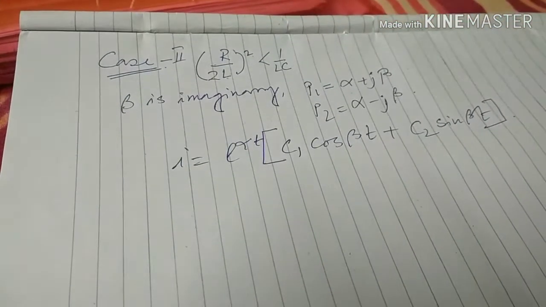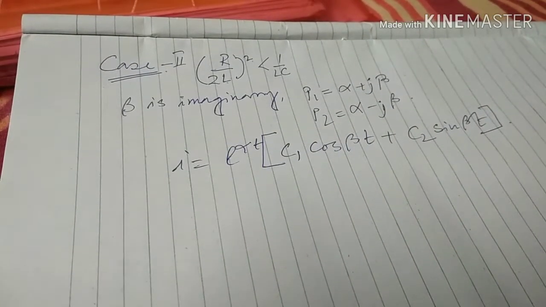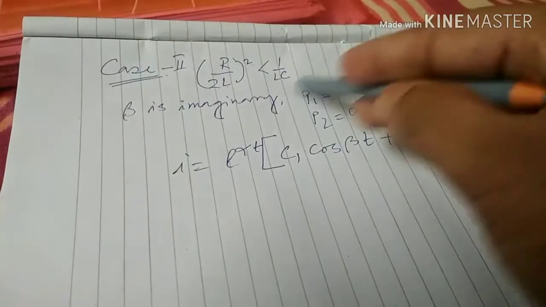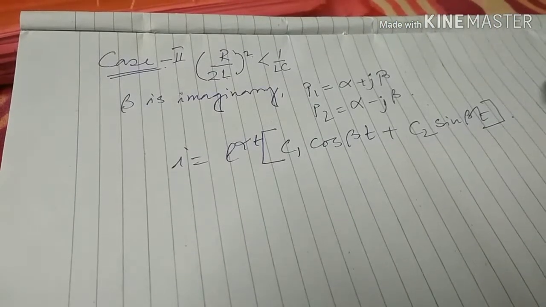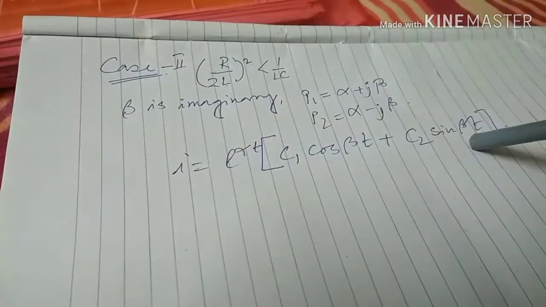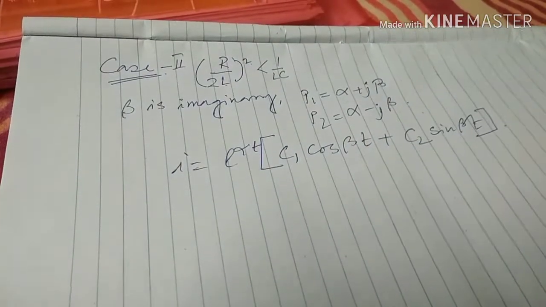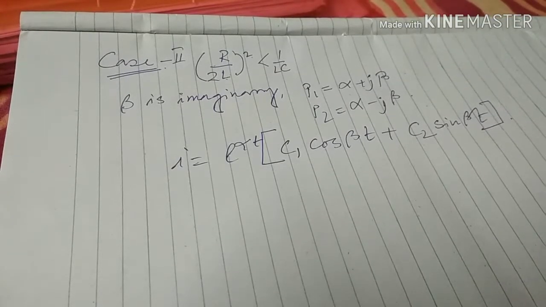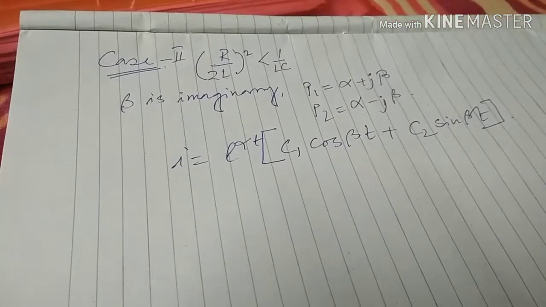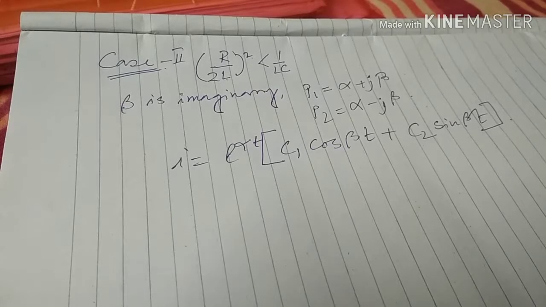The next case is when (R by 2L) whole square is less than 1 by LC, or the discriminant is less than 0, that is, imaginary or complex. Then P1 and P2 are complex quantities, alpha plus j beta and alpha minus j beta. So the current equation is I equals e to the power alpha t into C1 cos beta t plus C2 sin beta t. This is the equation for an oscillating curve, so the solution of the current is underdamped or oscillating.